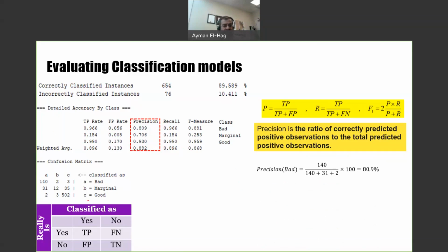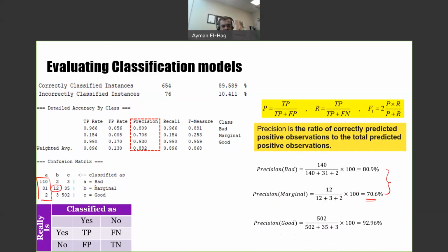From this definition, it's clear that it is 140 divided by the summation of the whole column: 140 plus 31 plus 2. This is the precision for the bad. If you go for the precision for the marginal, you go for this whole column, 12 divided by 3 plus 2. And again here, the precision is not that bad. It is 70.6%, which is very comparable to the bad. Finally, for the good, the precision is 502 divided by the whole column. So precision is the division of the item with respect to the column.